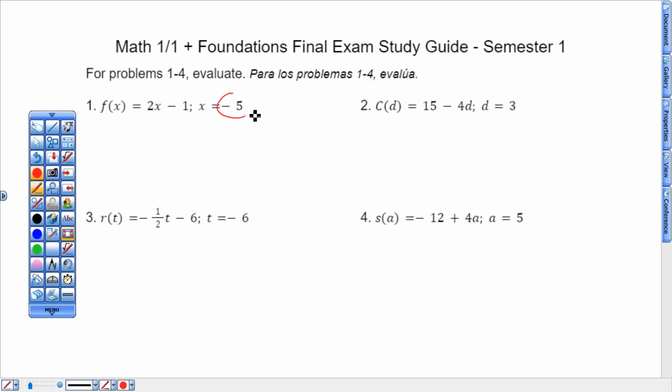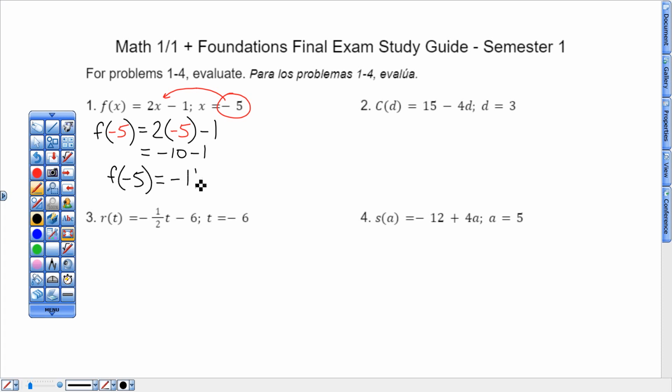This -5 is evaluating being plugged in and showing the math. So I write that as f, where that x is, I put the -5 to show the number that I'm plugging in. For 2, I leave that alone, but next to it, I put -5, replace that x right there, and that's where I start to do my math. 2 times -5 gives me -10, and then that -10 take away 1 shows me that when I plug in -5 for x, I get -11 for y, or f of x.